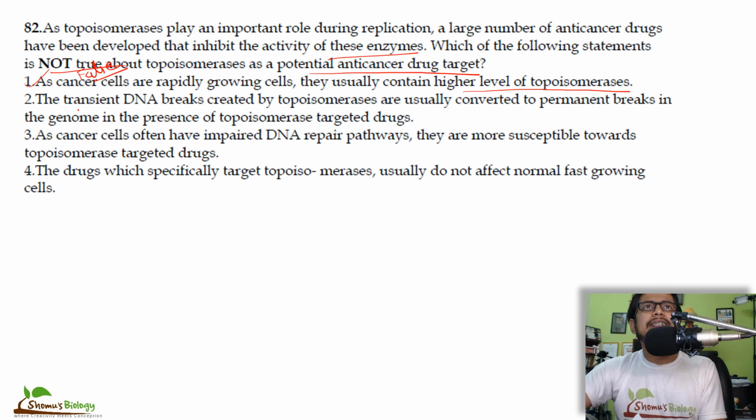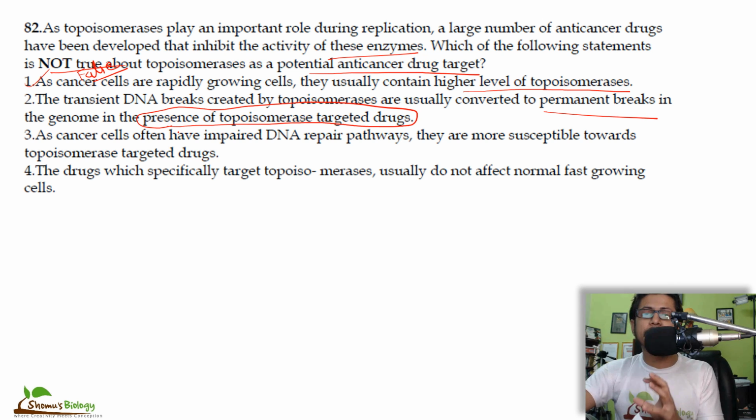It's true. The second one now, if you look, the transient DNA breaks created by topoisomerases are usually converted to permanent breaks in the genome in the presence of topoisomerase targeted drugs. True or false? Yes, true. Because if we target topoisomerase and it is not doing its job, then whenever there is single-stranded or double-stranded DNA damage, those damages of the DNA strands remain as they are because nobody is there to fix them.